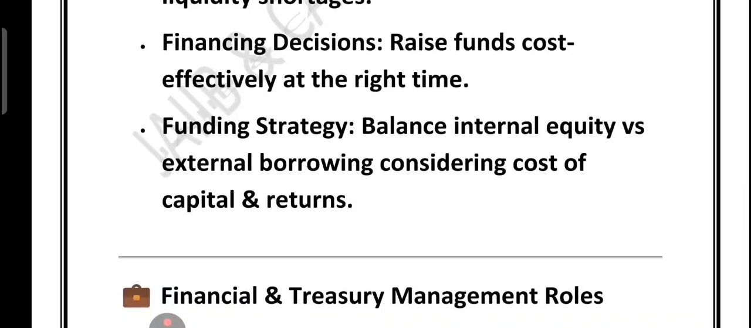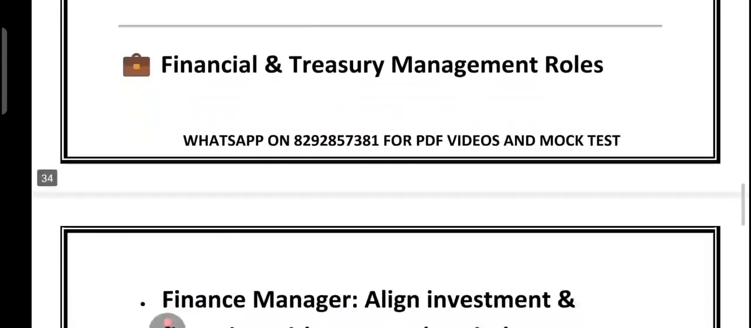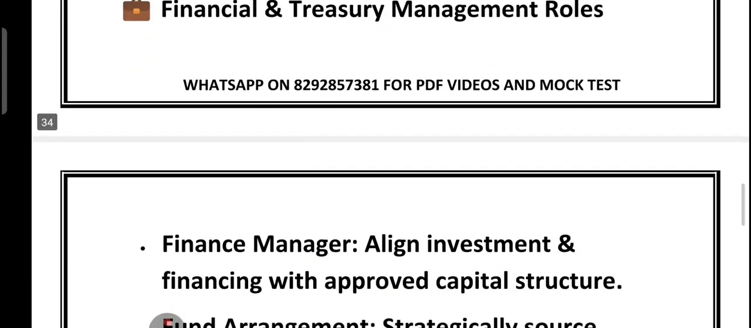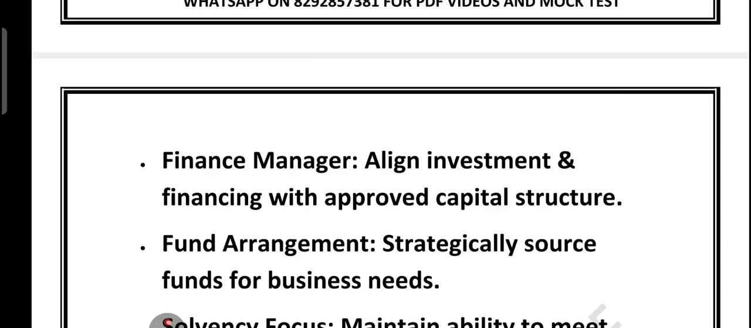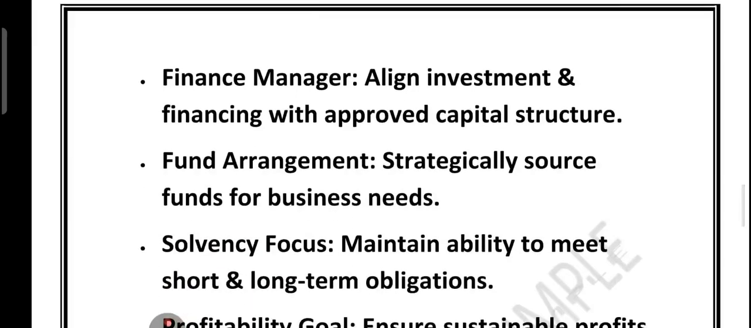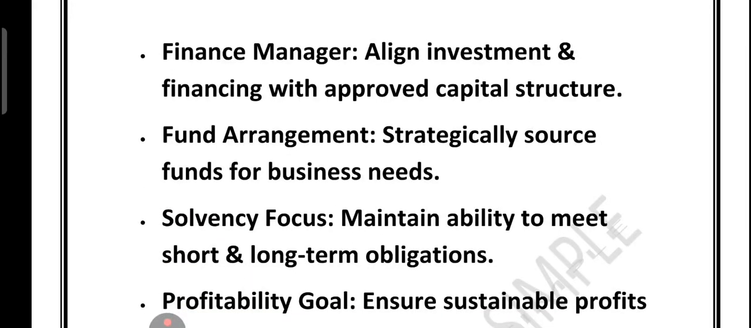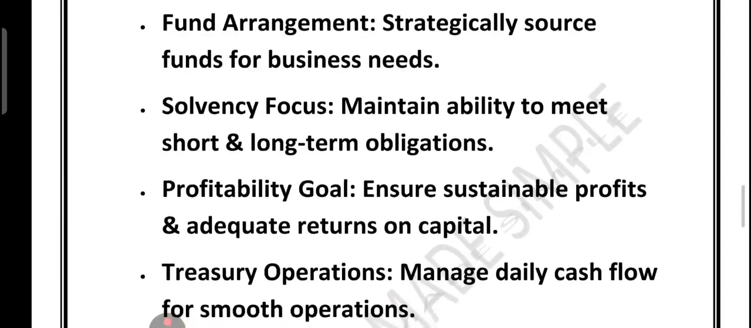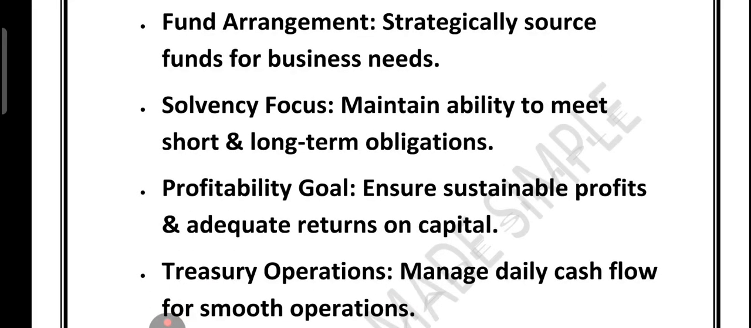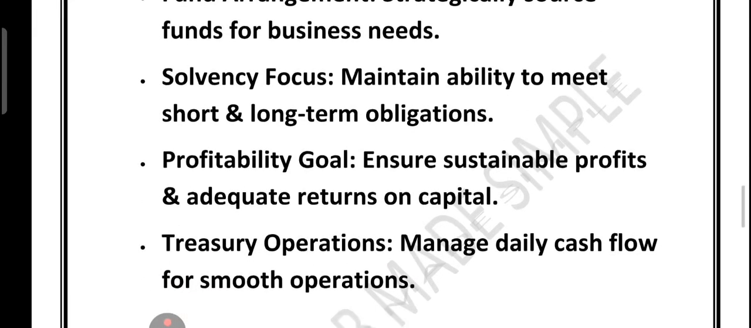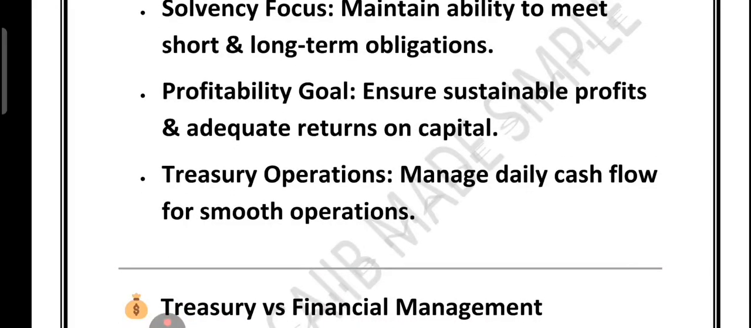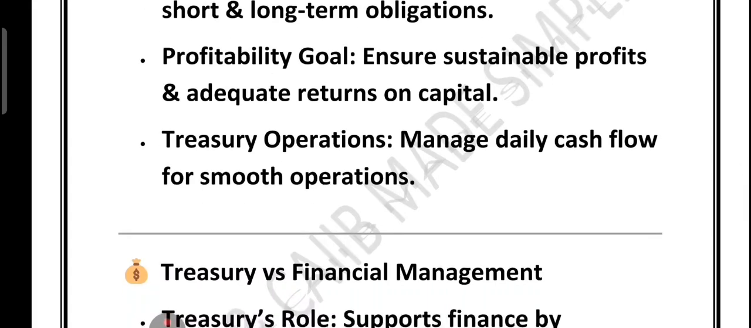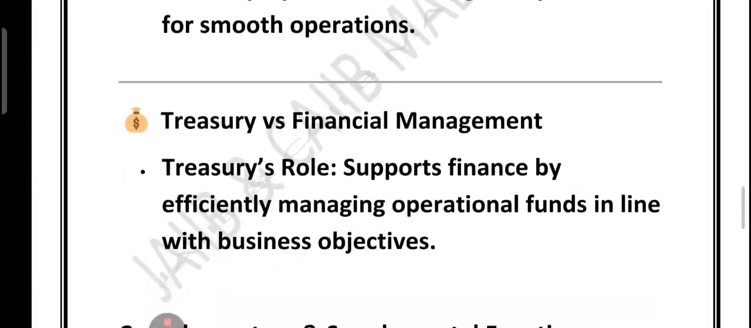Then we have funding strategy. We can balance internal equity, we can balance external borrowing, keeping in mind cost of capital as well as the return. Now, what are the finance and treasury management roles? So the finance manager aligns investment and financing with the company capital structure. And fund management, they source funds strategically to meet the business need. What about solvency focus? Solvency ensures that the company can meet short and long term obligations. Profitability goal is to maintain sustainable profit and adequate return on capital. And treasury operation is to manage the daily cash flow to keep the operation smooth.